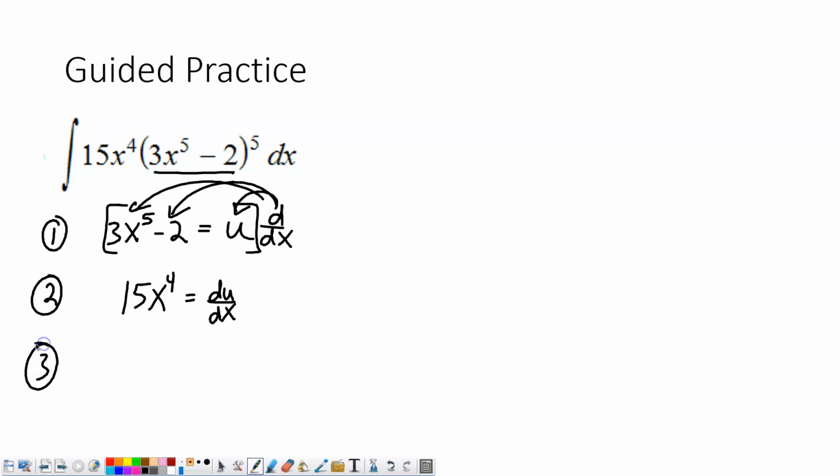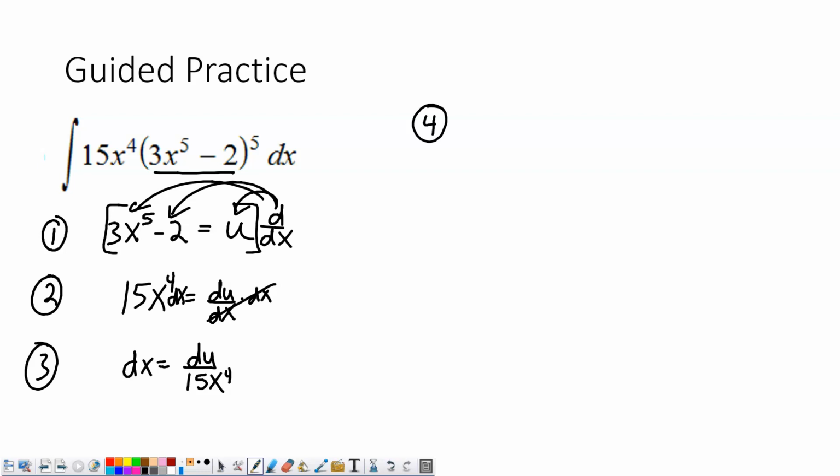Pause the video and try to do step three. Step three was to get dx by itself. So the first thing you should have done is multiplied the dx on both sides. And then you should have divided the 15x to the fourth on both sides. And if you do that, you would have ended up with this. Okay. Step four. Go ahead and do step four.